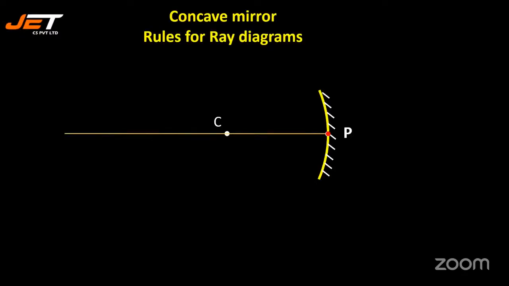So we're going to do reflection, students. Today, reflection of light by mirrors, concave and convex mirrors. All right.